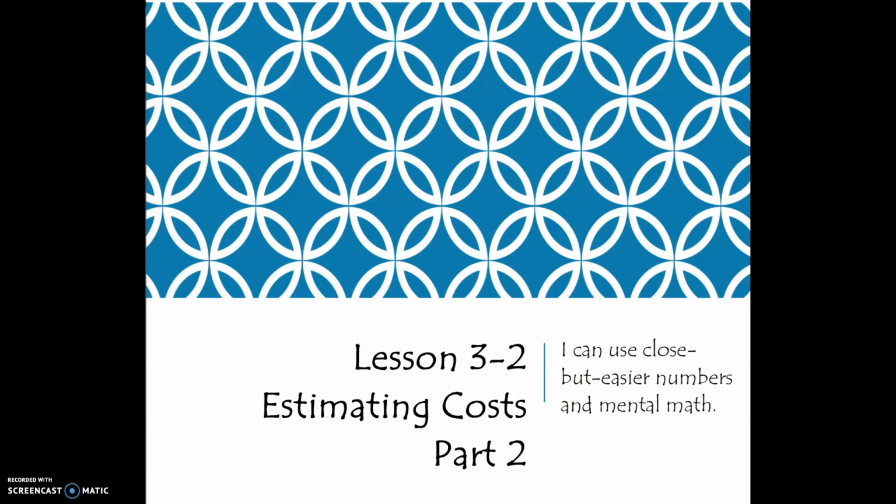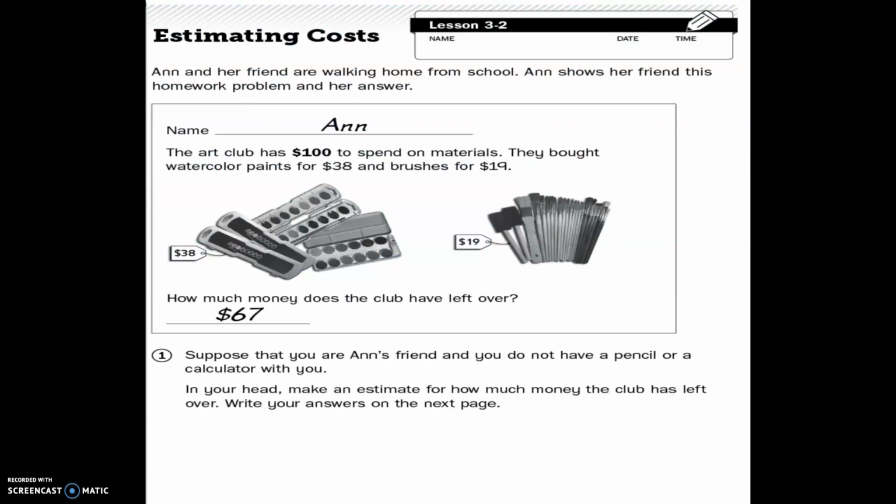Yesterday, we talked about using some close but easier numbers to solve a problem, and that problem was Anne's assignment, where she and her friend were walking home from school, and Anne showed her friend her homework problem and her answer. So here's the problem again.